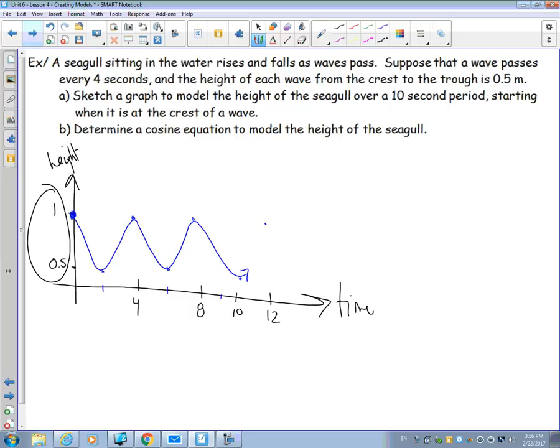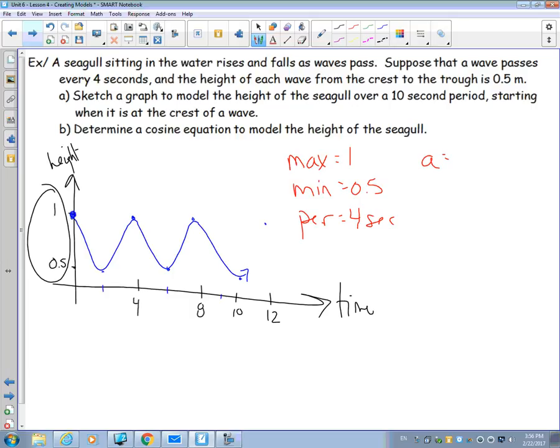Okay, determine a cosine equation to model the height of the seagull. So what parts and pieces do we need? Well, we need our max. Our max for my graph was 1. We need our min. Well, my graph was 0.5. The period, how long did it take to complete a cycle? 4 seconds. So I can figure out my A now.